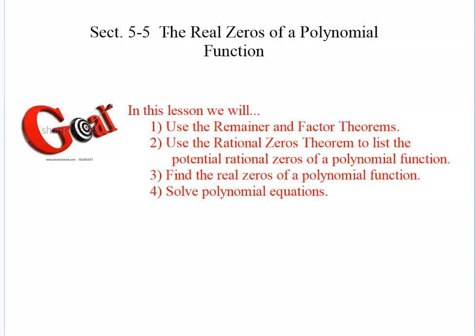We're now in section 5.5, and as you can see, we're going to be dealing with the real zeros of a polynomial function, and then we'll follow this up with section 5.6, where we talk about imaginary zeros. But we're going to discuss, as you can see in my goals today, the remainder and the factor theorems, the rational zeros theorem. All these are going to be useful tools in helping us find these real zeros, otherwise known as the solutions of a polynomial equation.